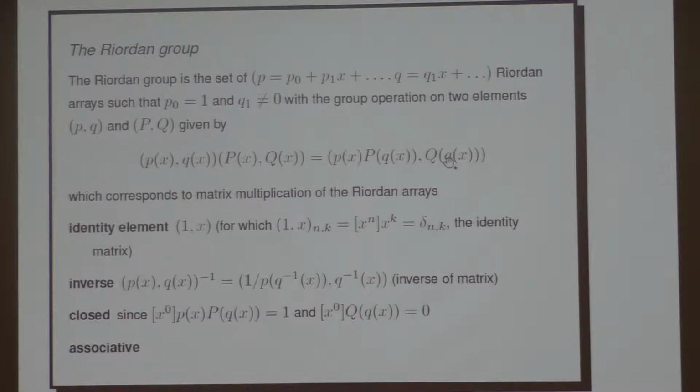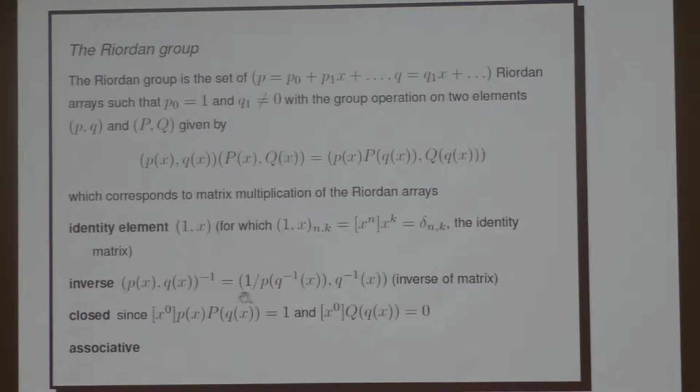A constant term of 0, which it will have since Q, big Q and little q both have constant terms of 0. I guess we should also check that the first term is not going to be 0, which is also, I think, fairly obvious. Okay, so it's a group, and I won't mention that again.